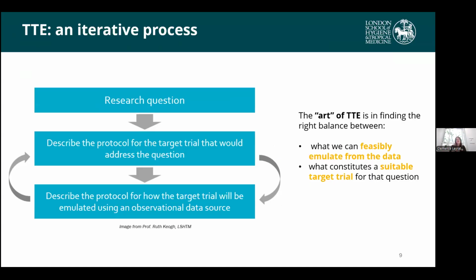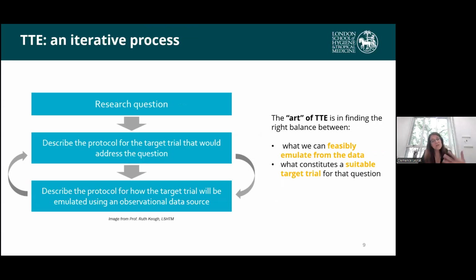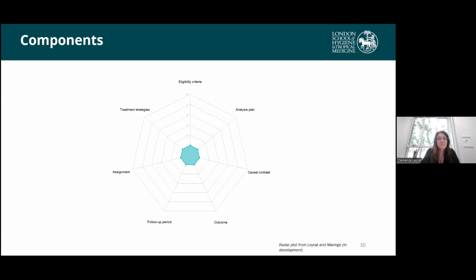But sometimes we have to go back to the protocol of the target trial because we need to find a balance between what we can feasibly emulate from the data, because we know that there are limitations from the data and we have to work with what we are given, but we still want to have a suitable target trial for that question. So we need iteration, but we don't want to lower the bar too low. So that's why it's quite difficult to know exactly when to stop.